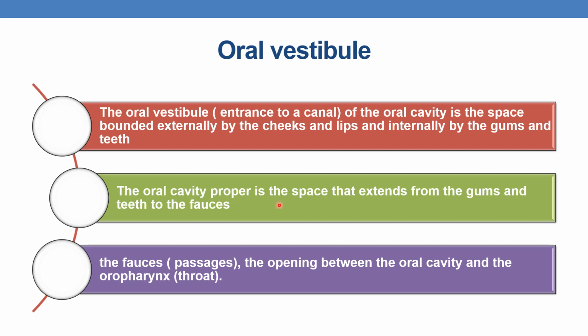And next is oral cavity proper. Oral cavity proper is the space that extends from the gums and teeth to the fauces. Fauces are nothing but passages. They are the openings between the oral cavity and the oropharynx. They are located in oropharynx.